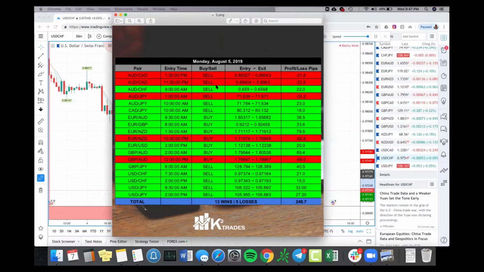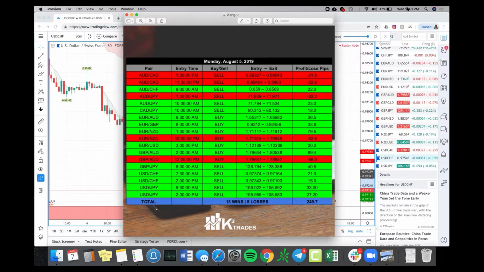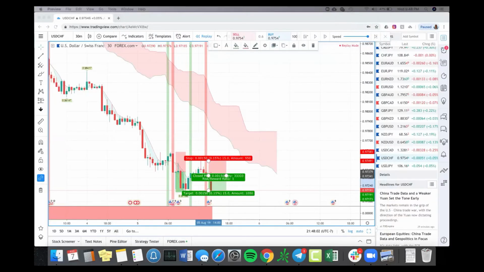The results for Monday were really good. Say you're trading one standard lot on all of these trades, and you made 249 pips, you would have made $2,497 in one day of trading. And that's a standard lot. That's more than what people make in a whole month.